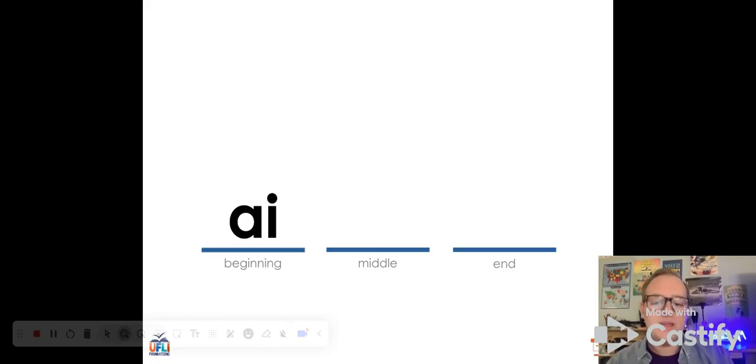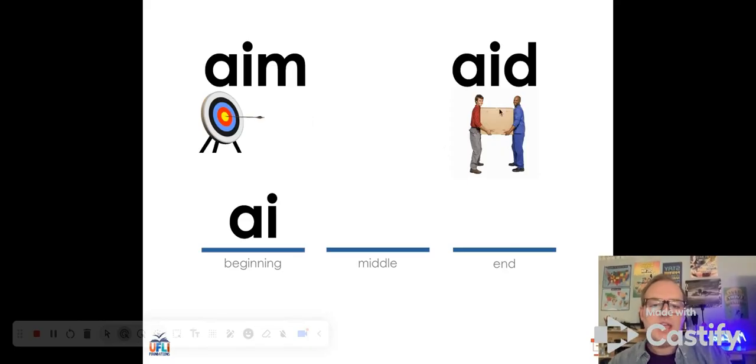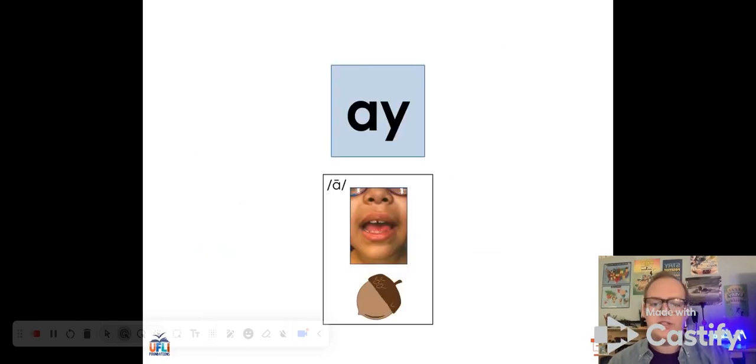AI can also come at the beginning of some words, like in the word aim and aid. Okay? Aid is kind of like giving help to someone. Do you see how those AIs are at the beginning of those words? And AI spells A in those words as well.